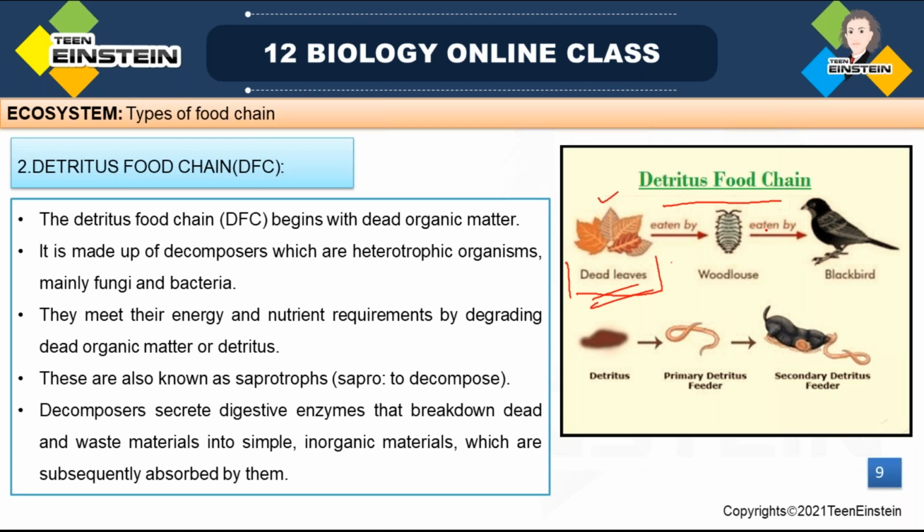Here, from the dead matter it is starting. So these are all the questions in the detritus food chain. The starting level is detritus or the dead matter. Then it goes to the primary detritus feeder, then the secondary detritus feeder.